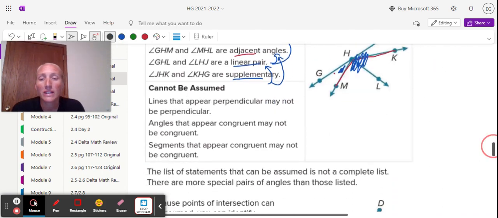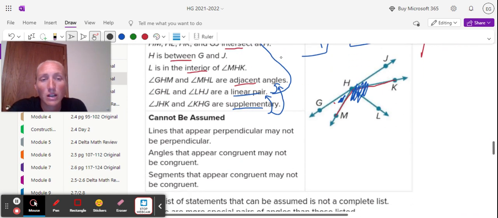What cannot be assumed: you cannot assume perpendicular. None of these lines in this picture can be assumed perpendicular unless there is a perpendicular marking of some sort, whether it's the box or the upside down T in a statement. Angles that appear congruent may not be congruent. Just because GHM and JHK look to be congruent, you cannot assume congruence. Same thing with segments. You cannot assume that segments that appear to be congruent are congruent.